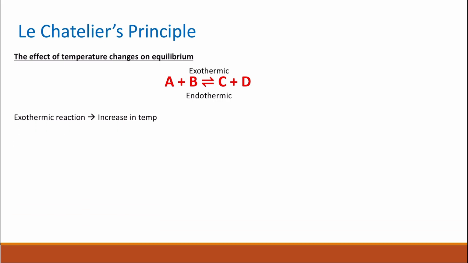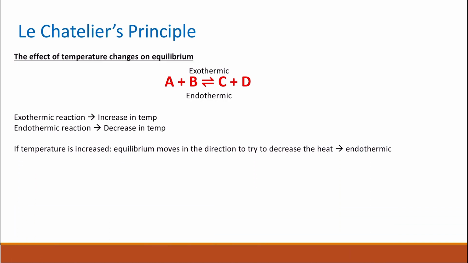An exothermic reaction will lead to an increase in the temperature of the system, and an endothermic reaction will lead to a decrease in the temperature of the system, until they reach equilibrium. So at equilibrium, the temperature will be constant. If the temperature is increased, the equilibrium will move in the direction that tries to decrease the heat, which means that it will try to re-establish the equilibrium. So it will enhance the endothermic reaction, the reverse reaction in this case.